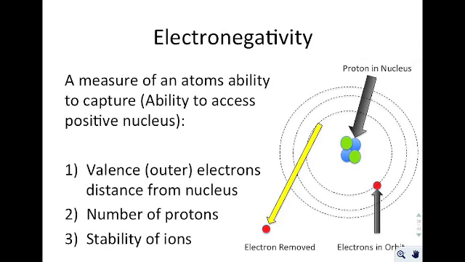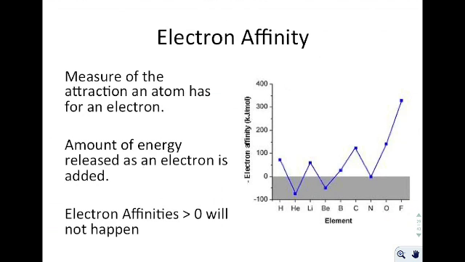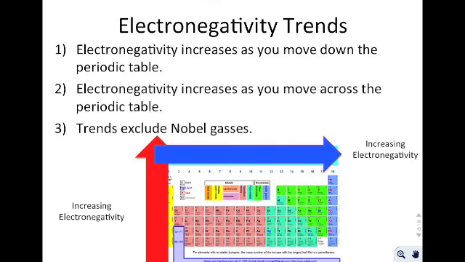Electronegativity is the ability of an atom to capture an electron, to gain access to the positive nucleus. And once again, it depends on the same things we've been talking about in terms of Coulomb's law and effective nuclear charge. Electron affinity is the same thing. It's the measure of an attraction for an electron. It's the amount of energy released as an electron is added. So once again, it's the whole idea of the pattern between Coulomb's law, effective nuclear charge, and electron affinity. Okay, we tend to deal with electronegativity whenever we're talking about bonding, and electron affinity whenever we're referring to an atom by itself obtaining an electron, so ionization, those sorts of things.